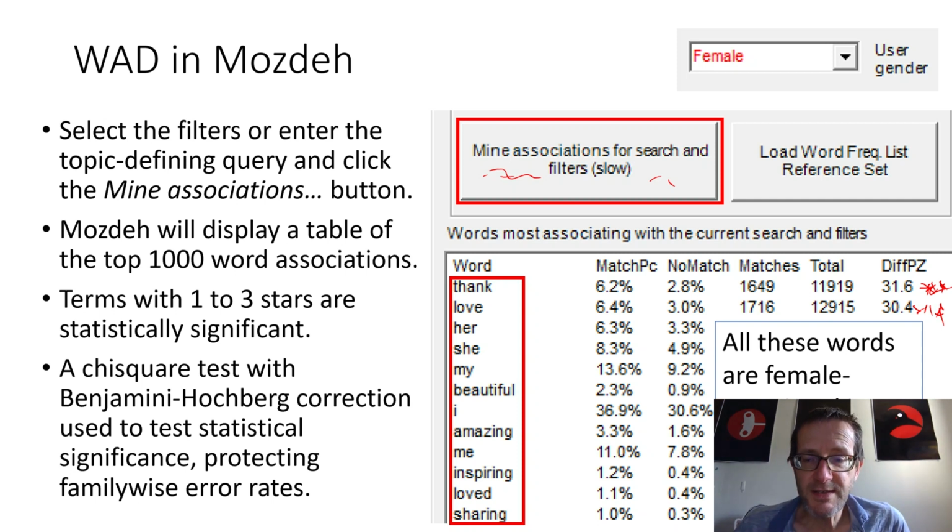Okay, so the statistical test used, if you're interested, you don't need to know the details if you don't want to, is a chi-squared test with a Benjamini-Hochberg correction, and it's used to test the statistical significance of the differences between the two percentages, the matching and the remaining tweets or comments, and it protects family-wise error rates. So if you've heard of those, they're protected by Mojday. What that essentially means is that Mojday is unlikely to falsely tell you that there is an association when there actually isn't. So it's unlikely to make a statistical mistake in that sense.